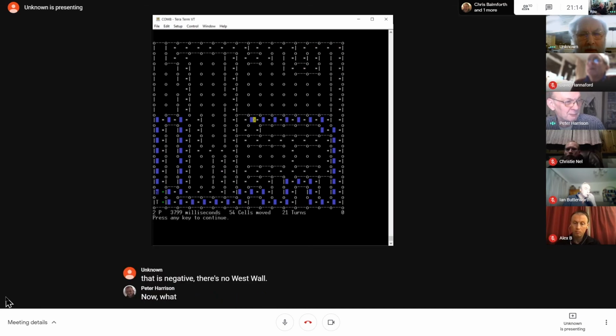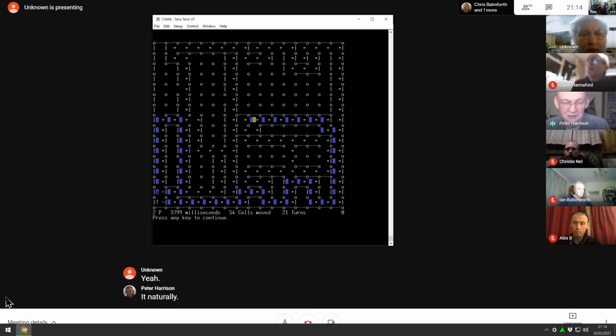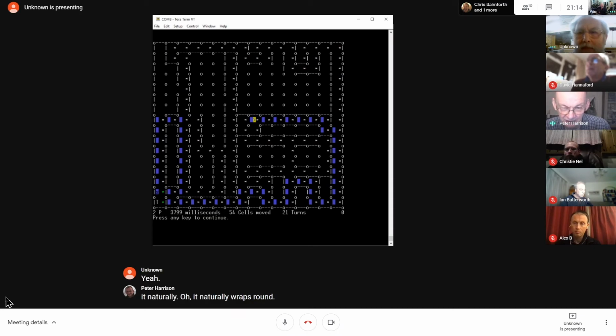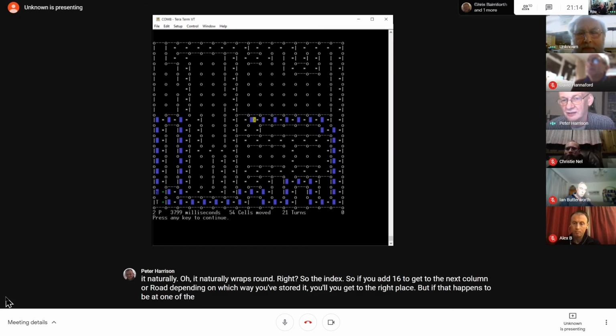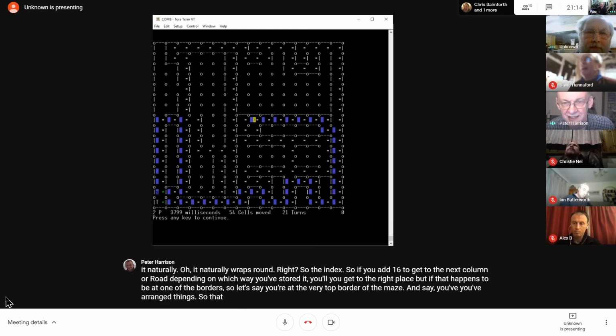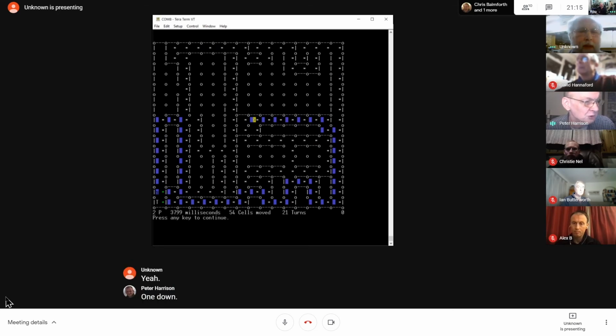No, what Derek's implying is that if you're using a single byte as an index into the array, it naturally wraps round, right? So if you add 16 to get to the next column or row, depending on which way you've stored it, you get to the right place. But if that happens to be at one of the borders, so let's say you're at the very top border of the maze, and say you've arranged things so that is index 15, when you add 1 to that, you end up 1 down. Or you can wrap around the 16s.